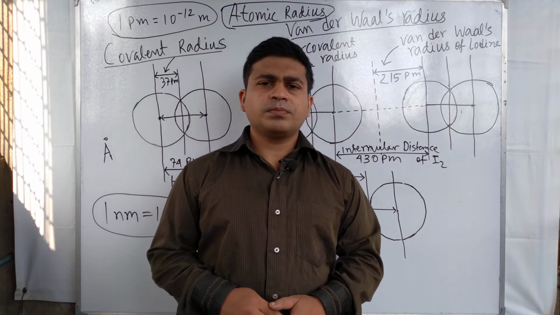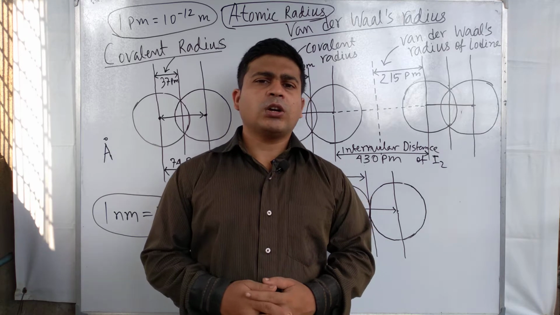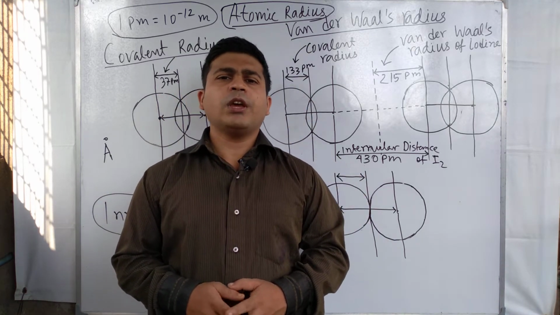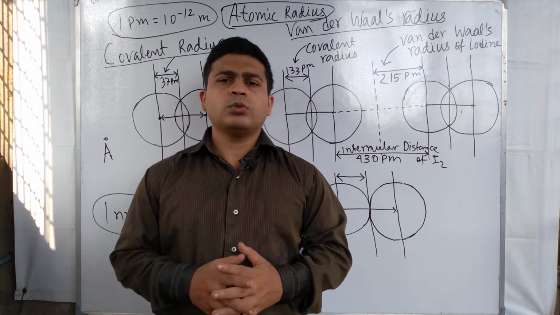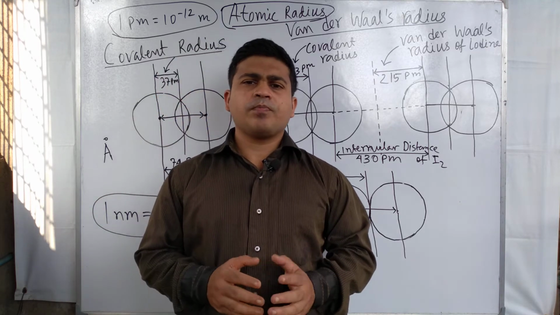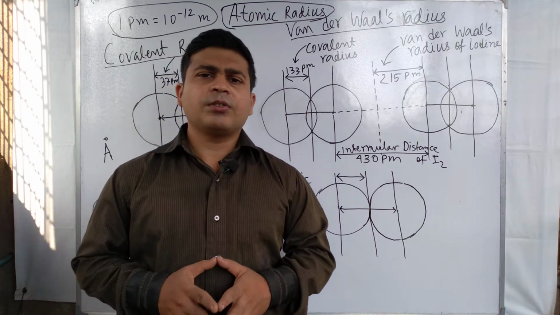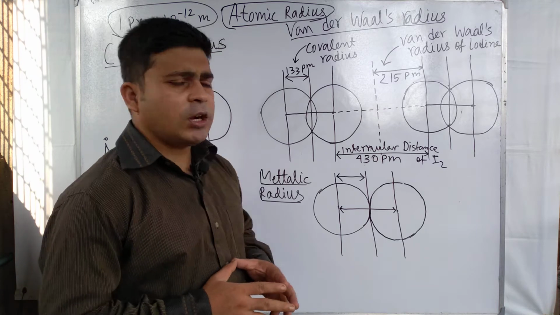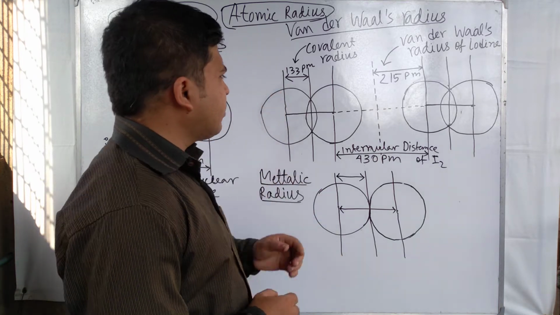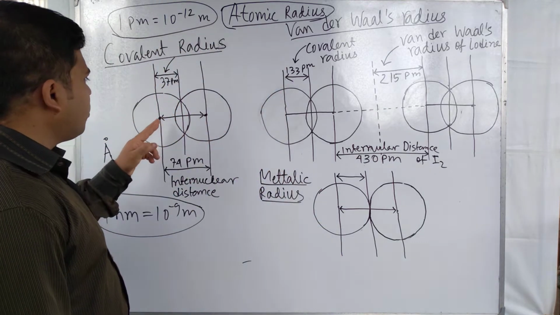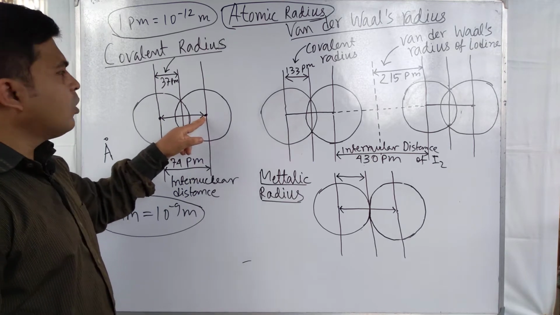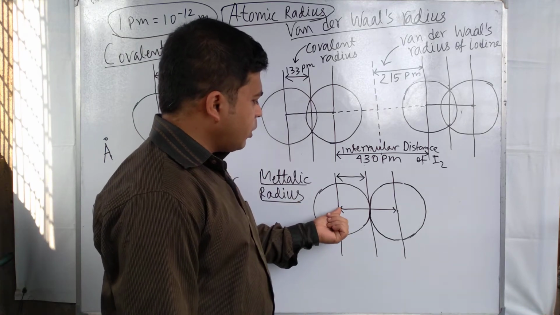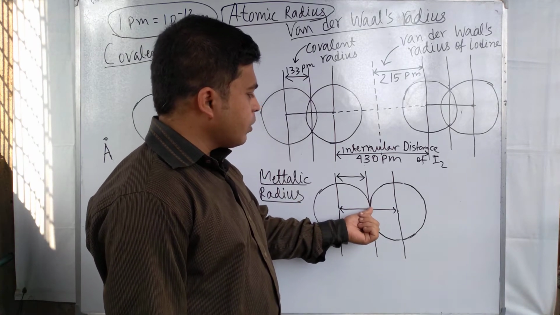The radius of an atom is defined as the most probable distance between the outermost shell of an atom and the nucleus. Means atomic size, or atomic radius, is defined as the distance between the nucleus and the outermost shell of an atom. This is the nucleus and the outermost shell, this one.